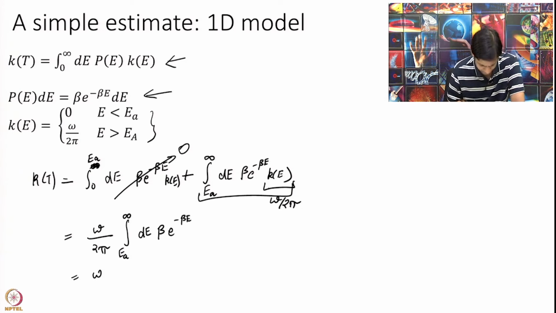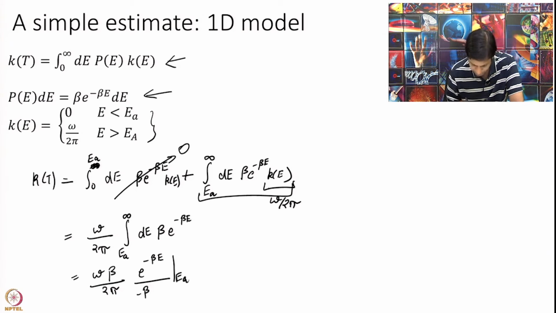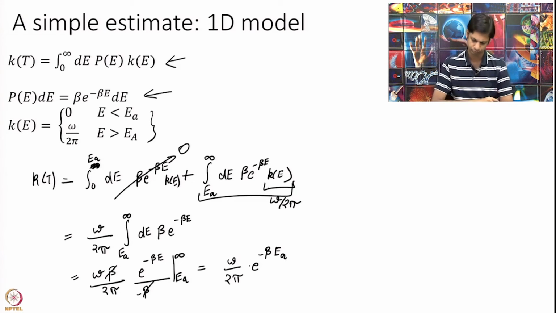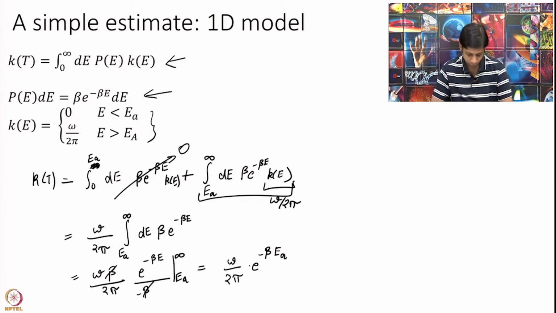This is an easy integral to do again. So, let us do it. I integrate from Ea to infinity. This will be equal to omega over 2 pi times, beta will cancel with beta here, and you will get e to the power of minus beta Ea after you put in the limits. This you can easily verify. So, this is what I have got for k of T.